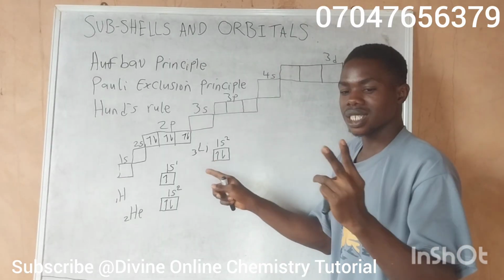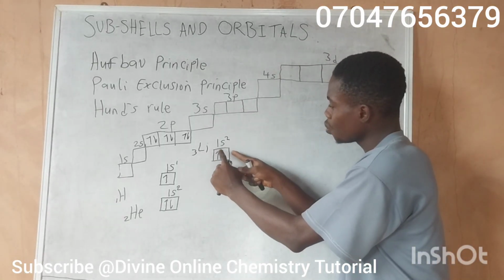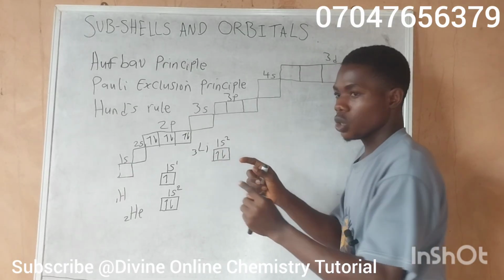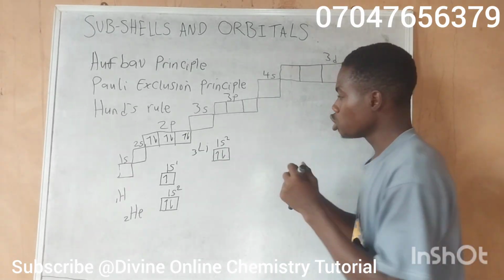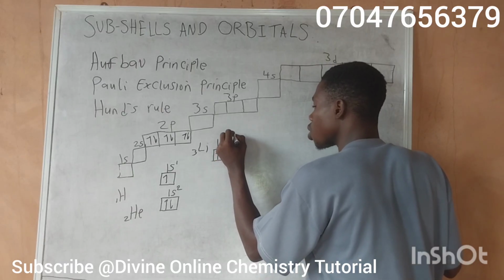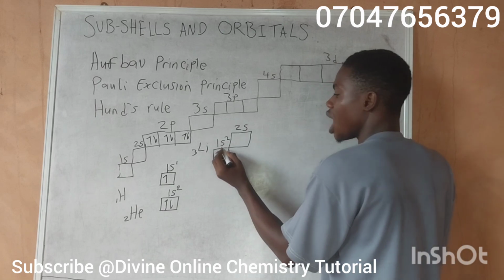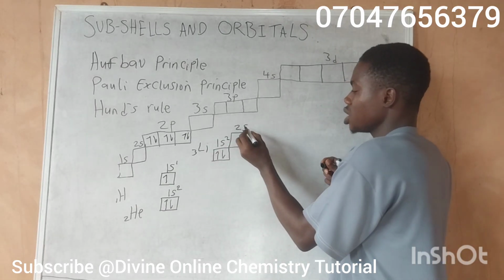Now lithium has 3 electrons, but this 1s can carry a maximum of 2, which means 1 electron remains for lithium. So at this point we now introduce the next orbital diagram, which is the 2s, because after 1s is 2s.